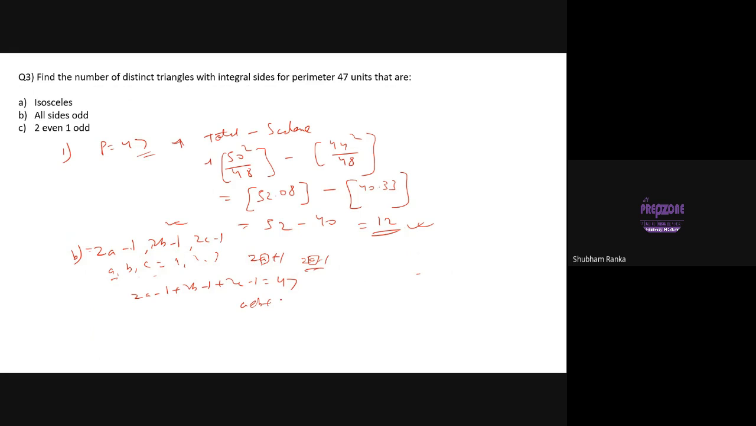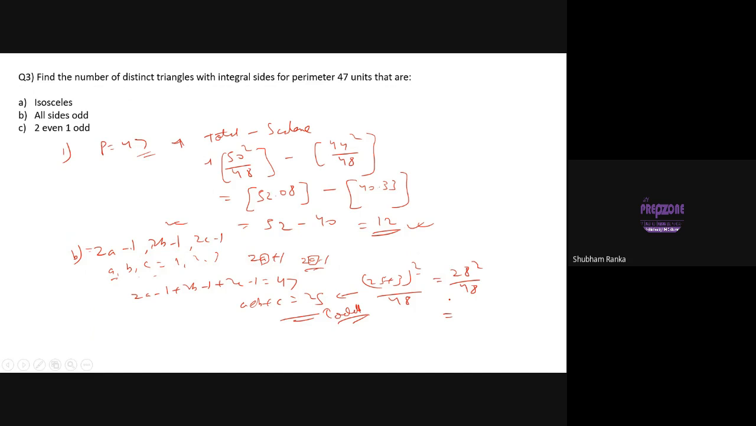A plus B plus C would be 25. This we already know; this is in a shape that we already know. So the number of triangles with this would be 25 plus 3 square by 48. This is because 25 is odd. So this formula again, like the one we used for 47 in the beginning. So 28 square by 48, the closest integer of this.